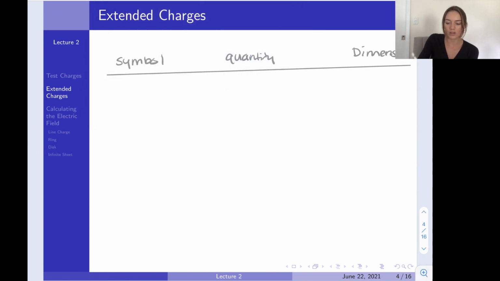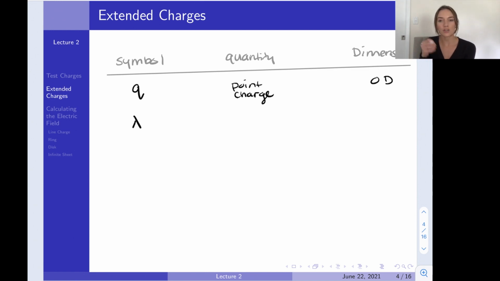So the first one is a point charge. Normally when we talk about a point charge, we call it Q or capital Q. So this is a point charge, and this is zero dimensional. Now when we get into extended charges, we'll see our first extended charge is a line charge, and that will be represented by lambda. So lambda refers to the charge density of a line charge. So that is going to be the charge per unit length.